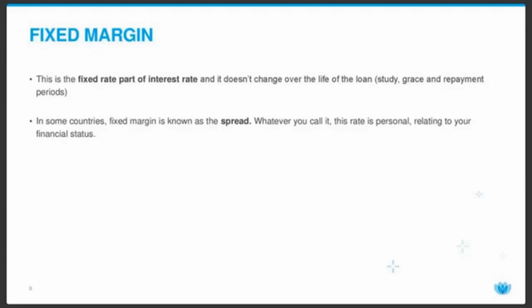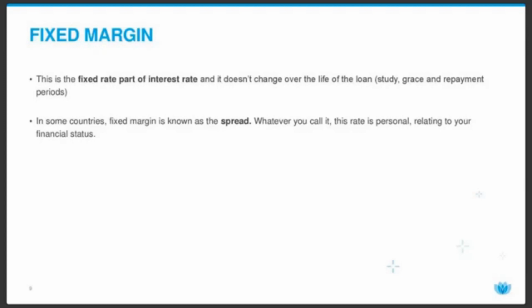Some other lenders, especially in the Indian ecosystem, tend to call it the spread, right? Either way you look at it, this is a rate that is offered to you based on your profile, based on data that you have provided, and that has been analyzed by a credit committee and a model.